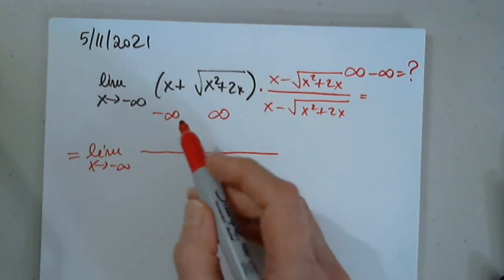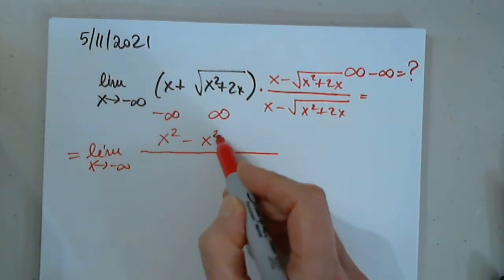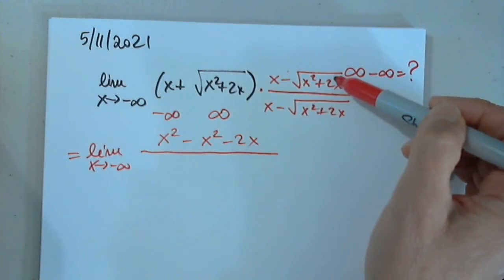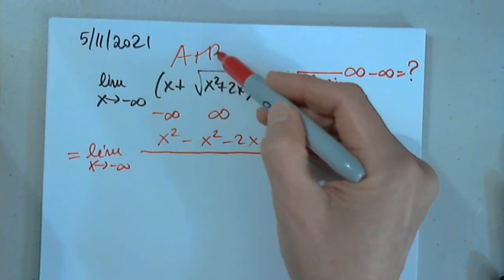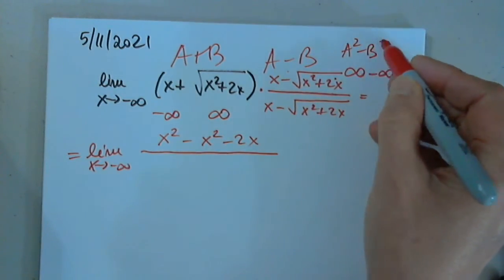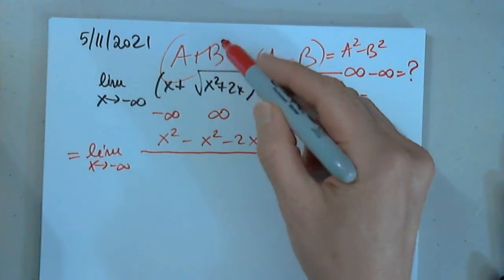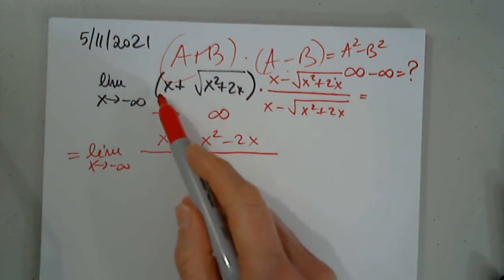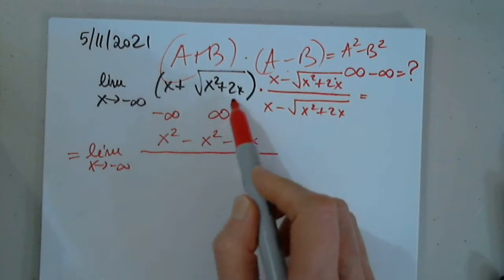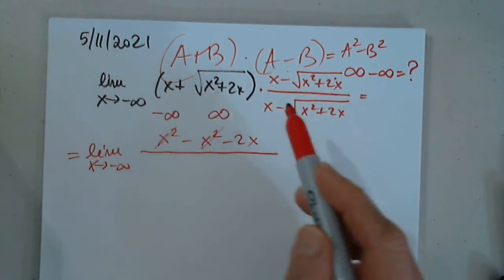So limit as x approaches negative infinity. When we multiply these two, we get x squared minus 2x. Because it's a plus b times a minus b, which will give us a squared minus b squared. So this squared minus this squared, but I have to distribute a negative sign after I square this. So these two will go away.